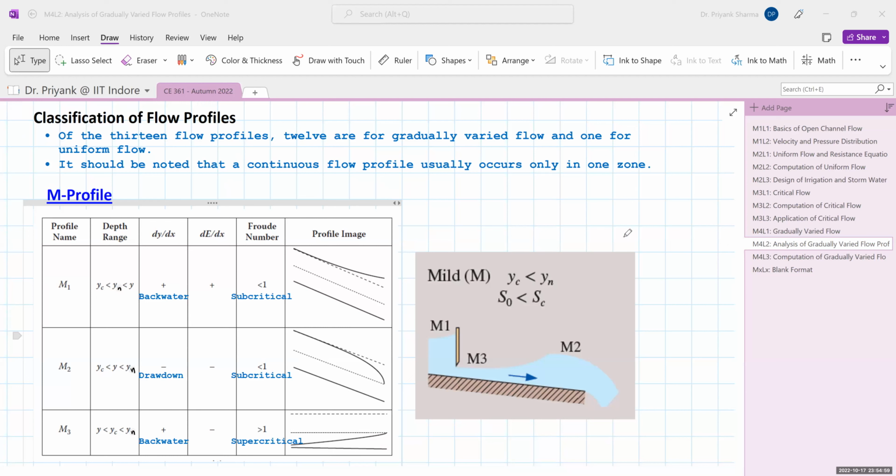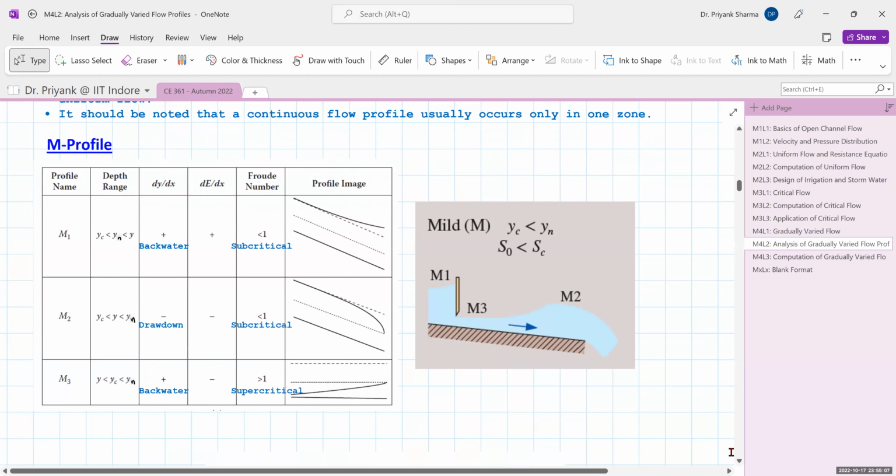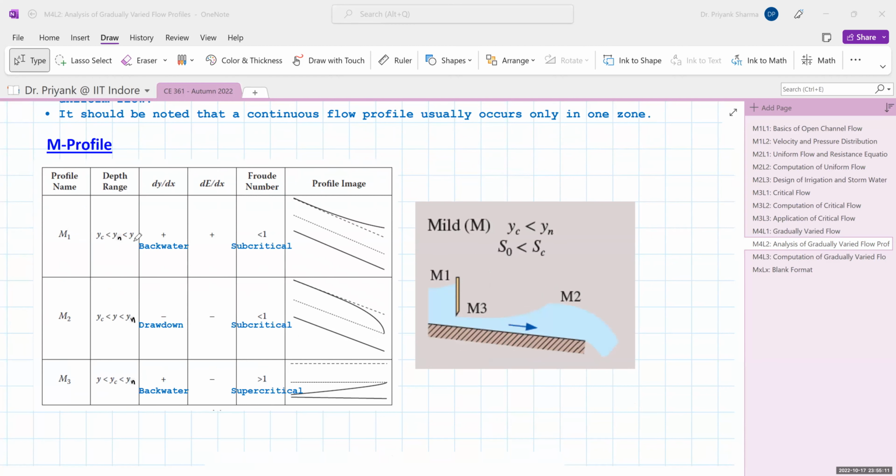So I've made that change. I've made it Yn so that there is no more confusion. Okay, so your M1 profile would exist when Yc is less than Yn less than Y. When your Y is greater than Yn and Yc, M1 is a backwater curve where dy by dx is positive, and it is a subcritical range where your Froude number is less than 1.